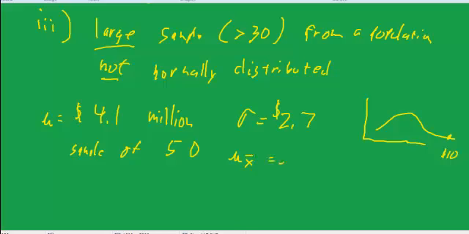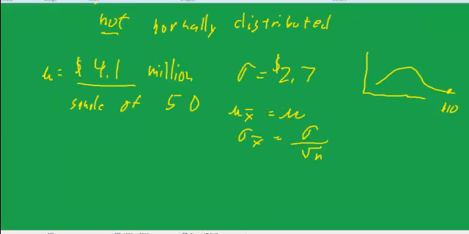the mu of x bar is going to be the true mu, and the sigma of x bar is going to be sigma over square root of n. So we have 50 as our sample size, 2.7 is our sigma, and then we could ask what's the probability that in our sample, let's do a between one just to give an example, what's the probability that x bar, or our sample mean, is between 3.7 and 4.5 million?